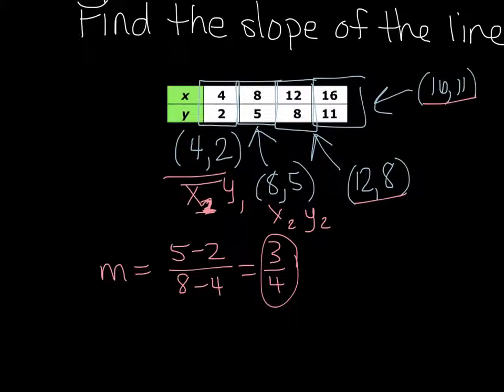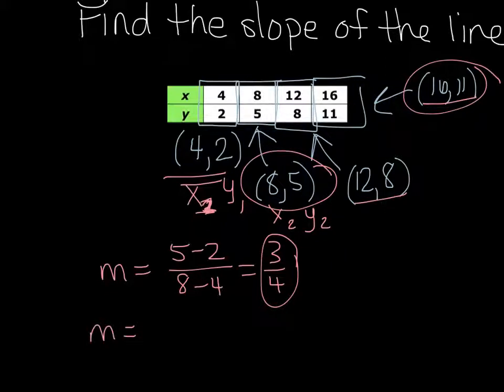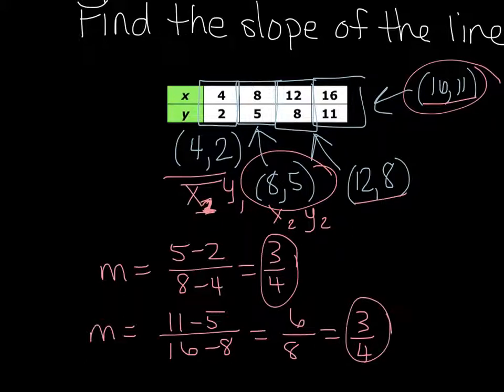Now just to demonstrate to you, I'll use the points (8, 5) and (16, 11). So I'll try this formula again. I'll do 11 minus 5 over 16 minus 8. And that gives me 6 over 8. Well, I get 3/4 and 6/8, but 6/8 simplifies to 3/4. So again, no matter what combination of points you use, it will always give you the same ratio, the same slope.